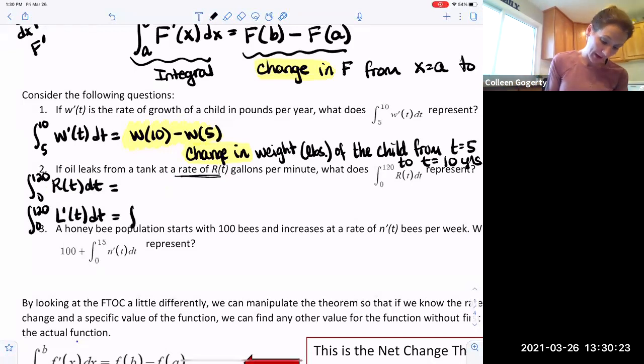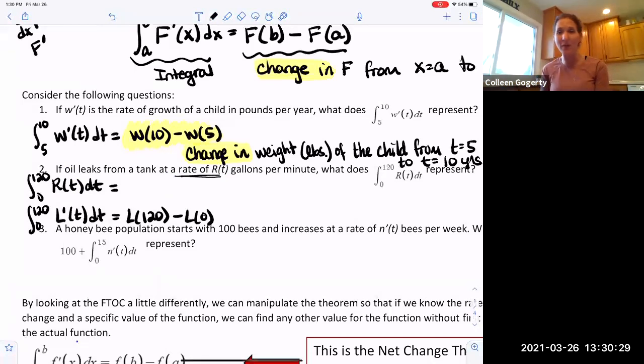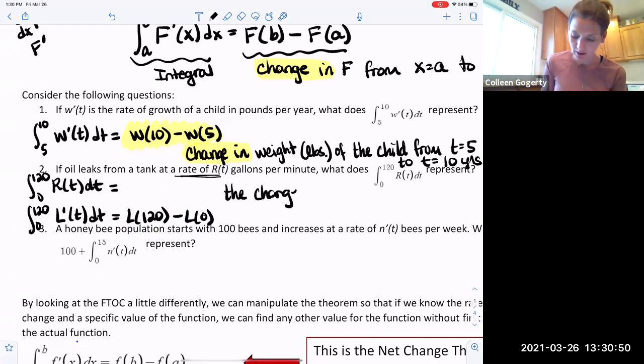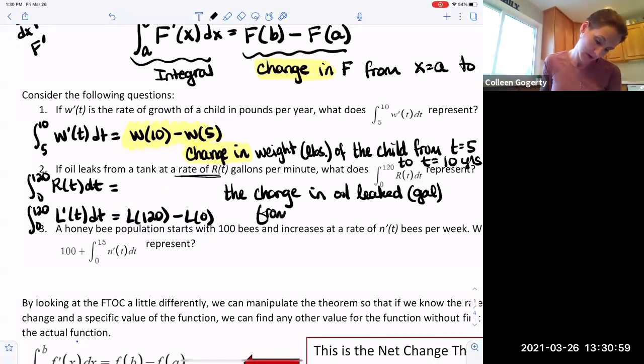So what I know then, I have L of 120 minus L of 0. So I'm going back to the original function that represents the leaking. So what is the amount that has leaked at 120 minutes minus how much is leaked at 0 minutes? Okay, so in all, what do we have? We have the change in oil leaked, and that's being measured in gallons. Make sure we're writing that, from t equals 0 to t equals 120 minutes.